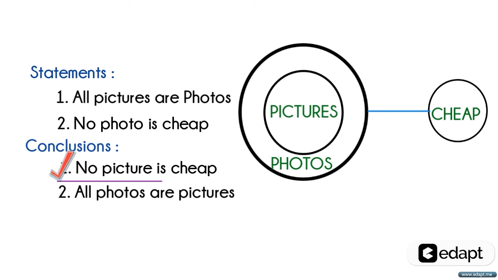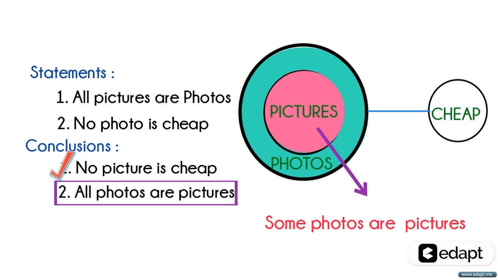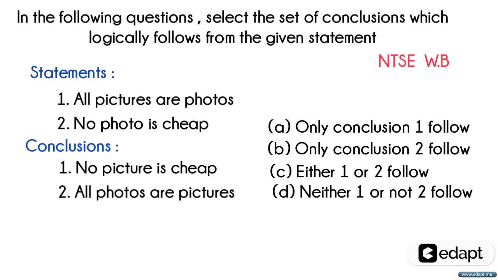Second one is all photos are pictures, which means that the complete portion of photos is inside the picture, but here it's not like that. All photos are not pictures, but we can say that some portion of photos are pictures and also all pictures are photos. Hence, this statement is false, and the corresponding answer follows option 1 only. Hence, the answer is option A.